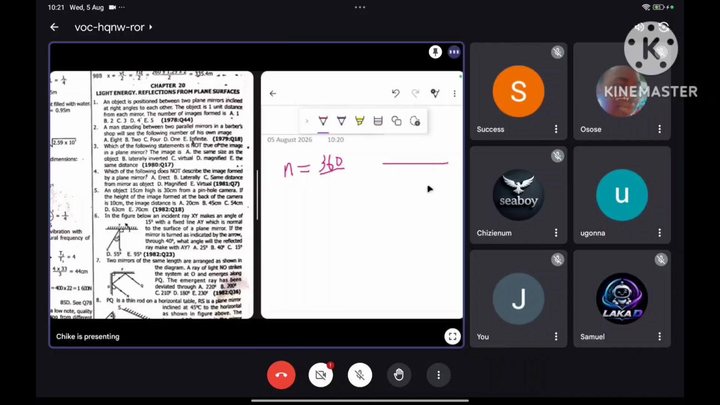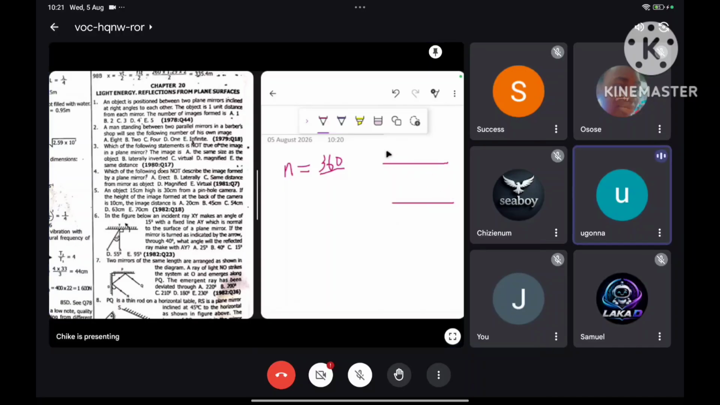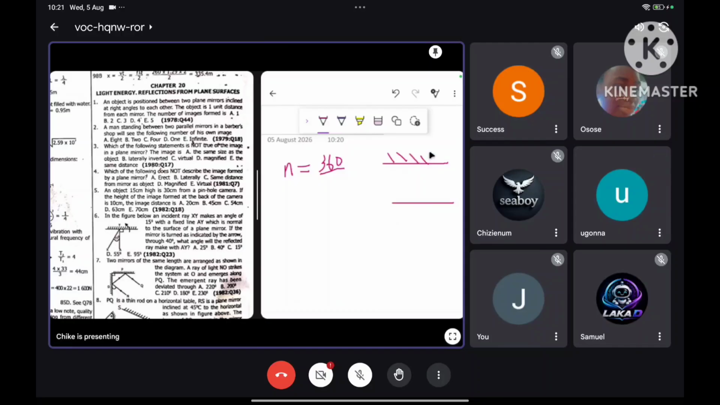Now, the 2 mirrors are parallel. What is the angle between them? Who can tell me? If I have 2 mirrors that are parallel, what will be the angle between them? The angle will be 0, because they are not inclined to each other at all. That's why I said this one is a bit out of tune from what we discussed, so I'm solving it myself.